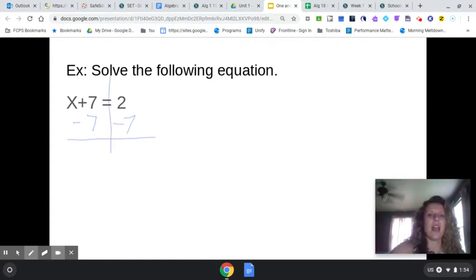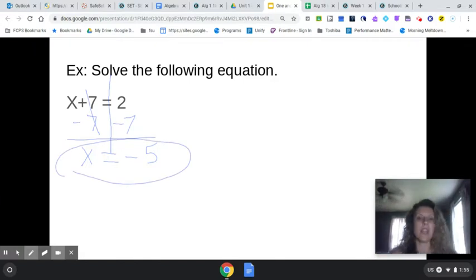keeping the left side and the right side separated by that equal sign. Okay, so now I'm going to simplify both sides of the equation. On the left, the add 7 and subtract 7 would cancel out, and we're just left with x equals. On the right side, we have 2 minus 7. So if we simplify that, 2 minus 7 gives me negative 5. So we have x equals negative 5 as our final answer.